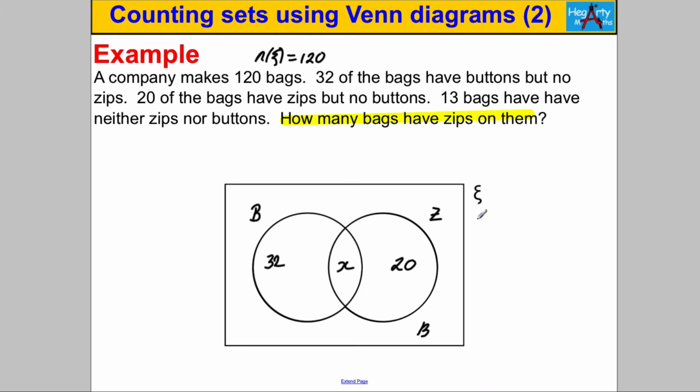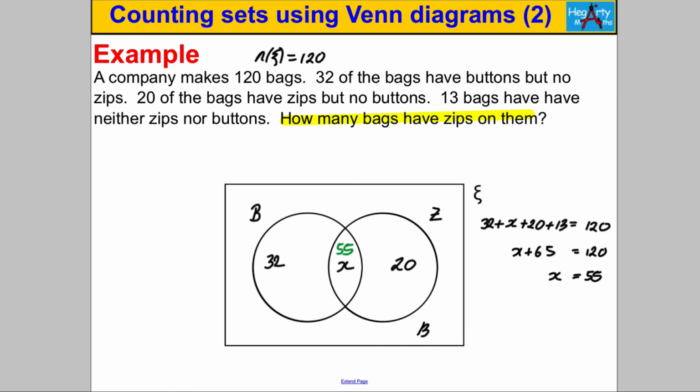So let's write an equation down. We know for sure that if we add 32, add x, add 20, add this 13, it must add up to 120. If you add that up, 32 add 20 is 52, add another 13 is going to be 65. So x add 65 is equal to 120. Subtracting 65 from both sides, you get that x must equal 55. So 55 goes in here.